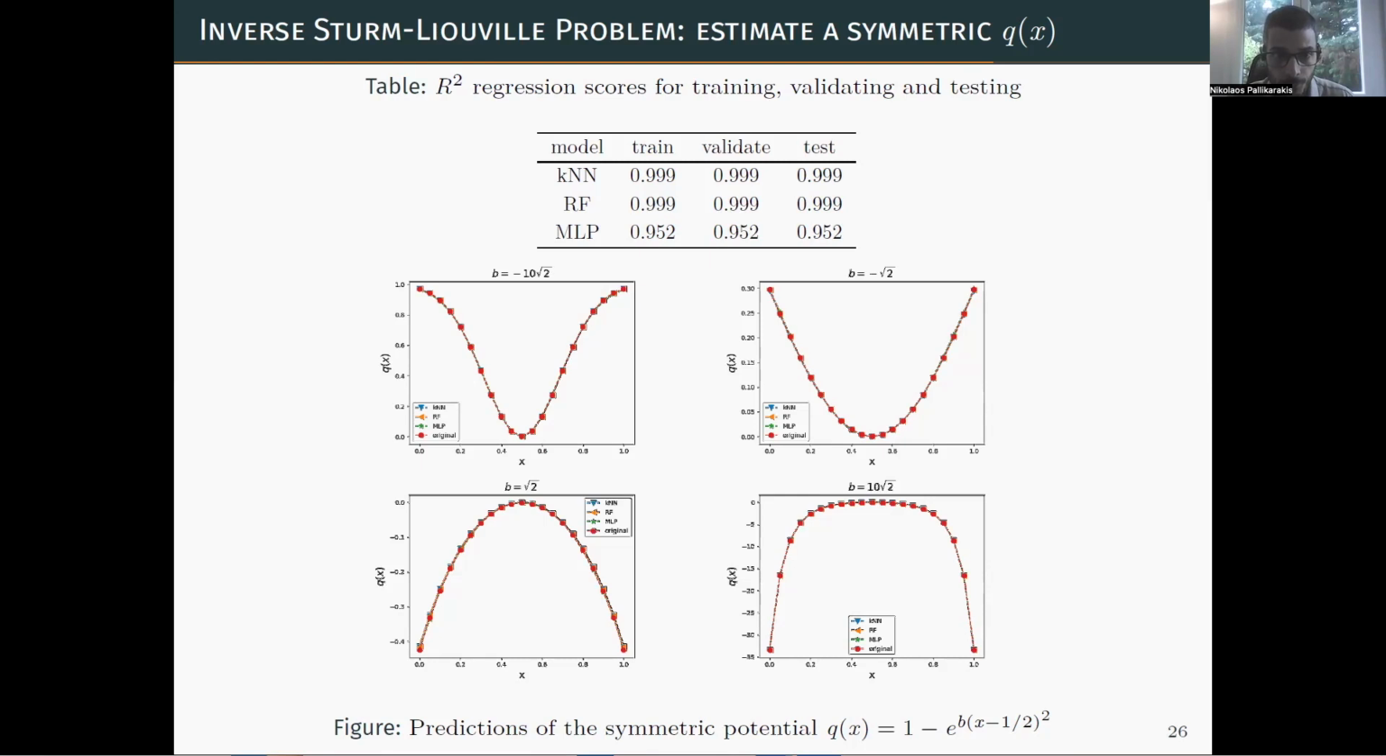And also in the test, these are the results coming from these 4 different potentials we see in the bottom, which are the 4 different potentials we tested in the end for these 4 different values of B. And with the red, we see the ground truth original potential values. And with the other 3 curves, we see the predictions, which are almost identical, and the results were pretty good.